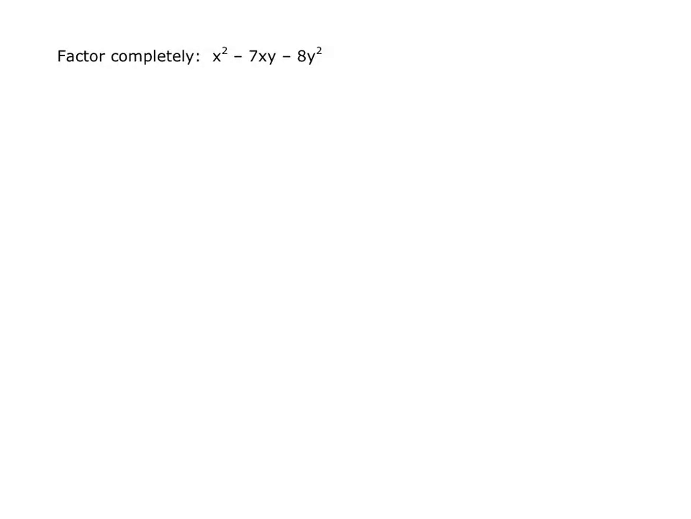We're asked to factor completely the expression x squared minus 7xy minus 8y squared. And this problem is just a little bit more challenging because we are multiplying not just a variable as our first term in this expression, but we also have a variable in the last term of our expression squared. And so the setup of this expression when factored into two linear binomials is going to look a little differently.